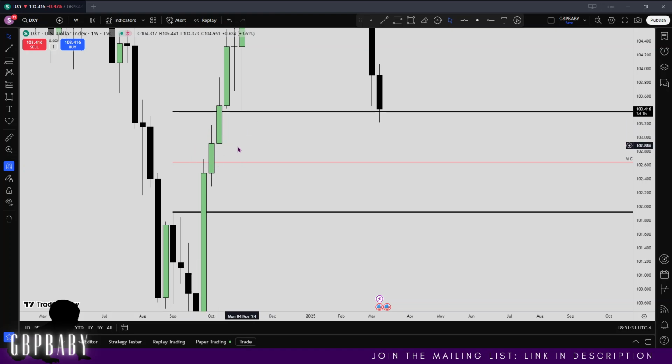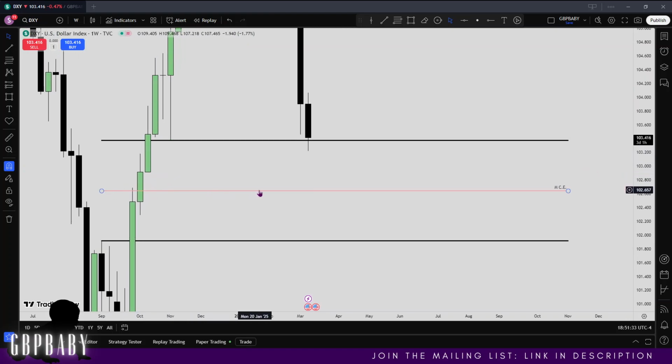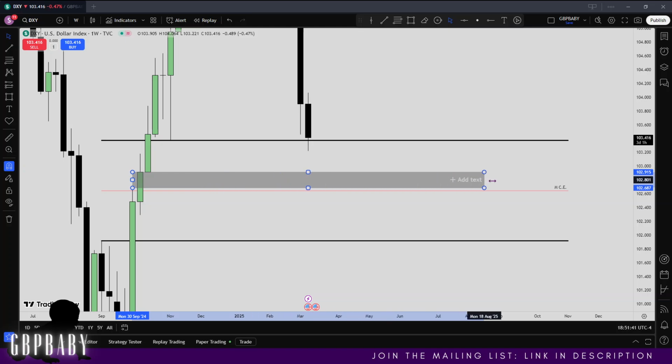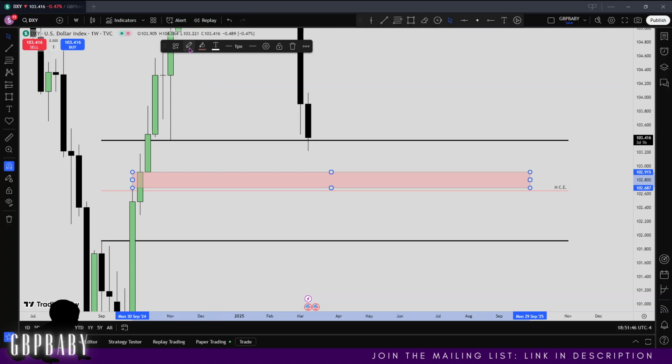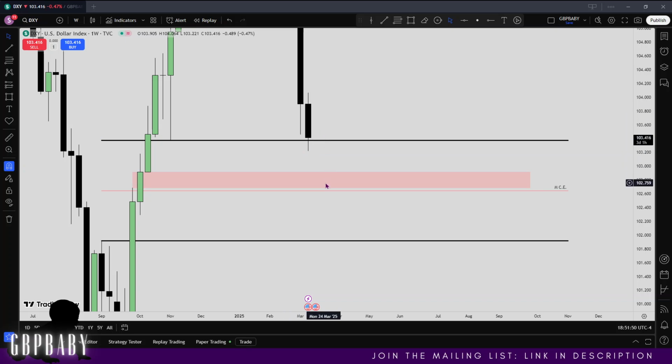So now we're starting to stack PD arrays. We have a monthly point PD array right here, which is the consequent encroachment. And now we can layer that with this weekly fair value gap, which I'd like to see get filled. And you can see it's just above it as well. So let's make this pink as well. Why not? I never use this color. And I want to see if price can expand down into that and fill this. This is my drawn liquidity for the week.